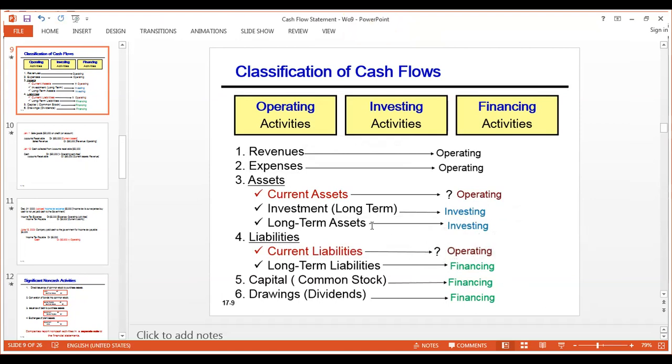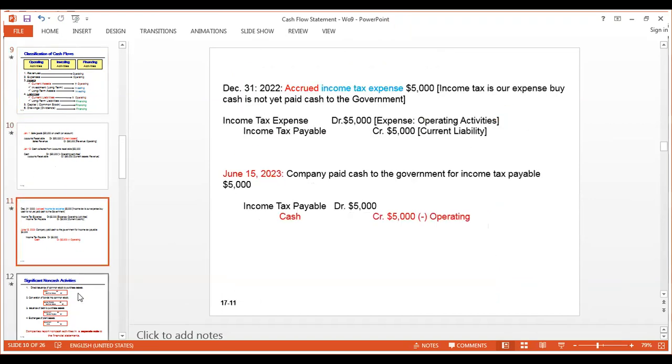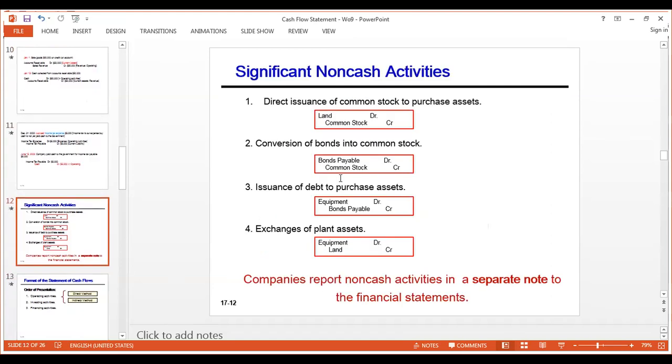So that's why it is called, I mean, current asset and current liabilities are indirectly connected with revenues and expense. And as they are connected with revenue and expense, it is operating activities. I think you understand. Now look at this example. Look at this example.